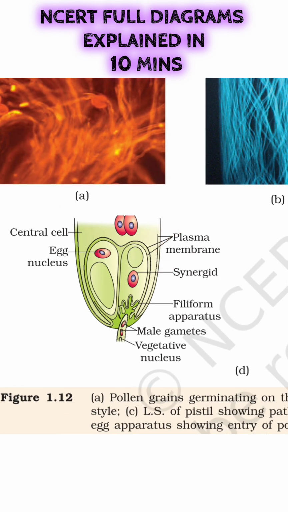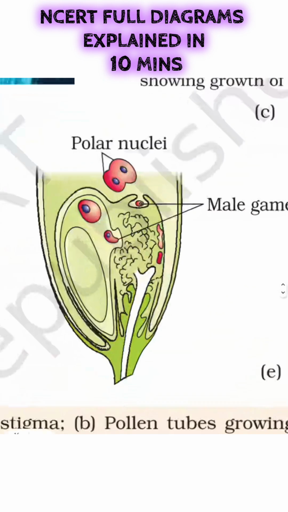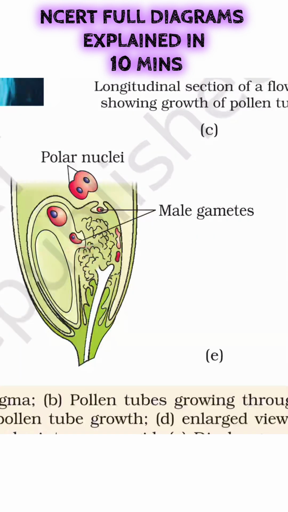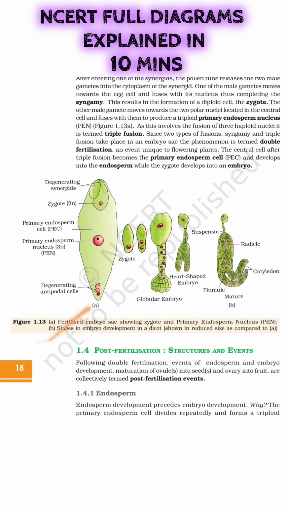So you can see this is how it is. Plasma membrane is there, the synergid is there, the nucleus is there inside the egg cell obviously, the central cell, polar nuclei is there, filiform apparatus, male gametes entering, the vegetative nucleus. And here you can see discharge of male gamete into the synergid and the movement of sperm, one into the egg and the other into the central cell. So you can see two male gametes are given, and one is entering into the egg cell while the other is going towards the polar nuclei. This makes it 3n and this makes it 2n. This is why it is called double fertilization. Yes or no? Yes, that is the discharge of male gamete into the synergid.